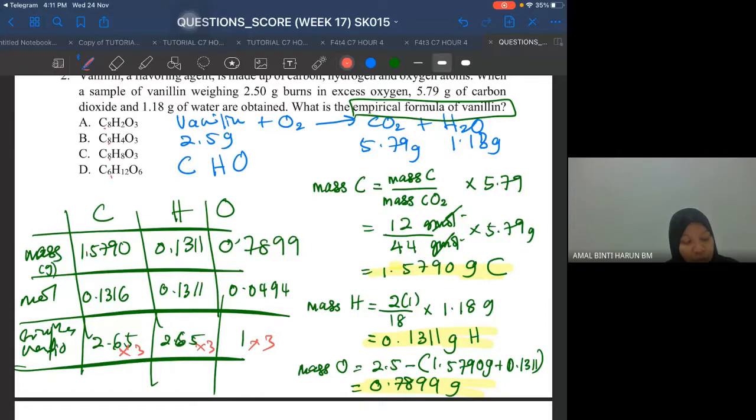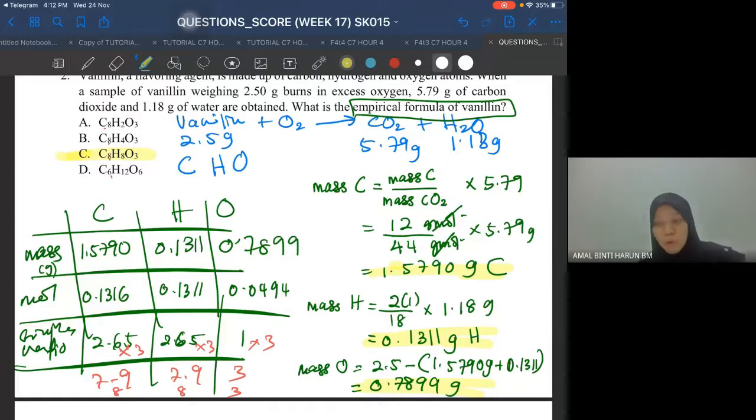So this one, if we multiply by 3, we get 7.9, 7.9, and then this one 3. So it's close to 8, 8, and 3. Okay, so C8, H8, O3. So the answer is C. Is it correct? Okay, kita telah menggunakan 10 minit.